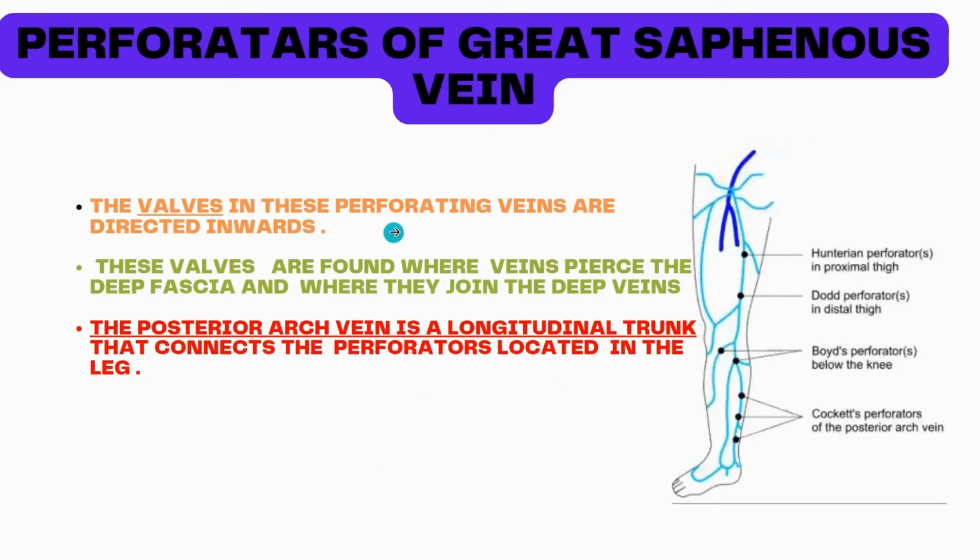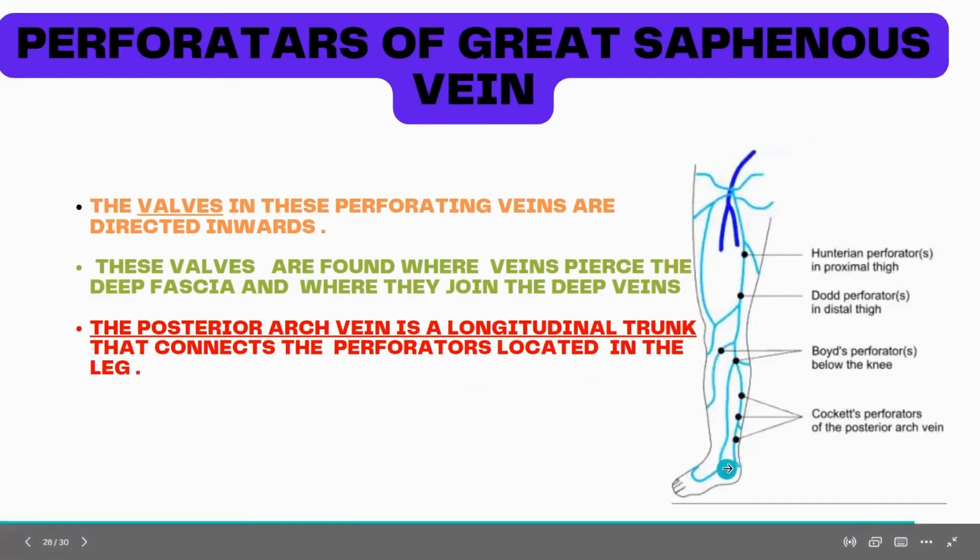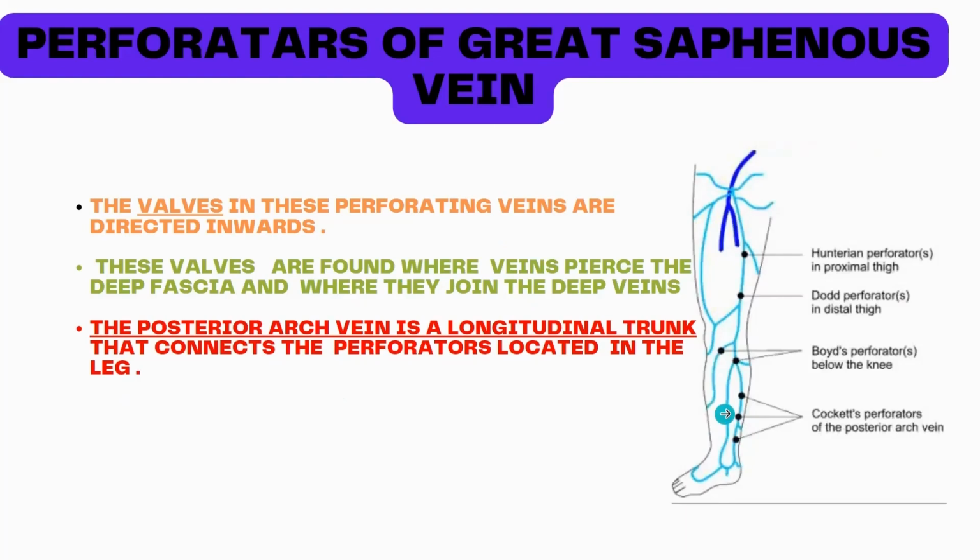The valves in these perforating veins are directed inward. The valves are found where these veins pierce the deep fascia and where they join the deep veins. So they have valves actually. What is the posterior arch vein? The posterior arch vein is a longitudinal trunk that connects the perforators located in the leg. So these perforators, one at the medial malleolus, one 10 centimeters above the medial malleolus, and one in the middle of the leg, are connected to each other by the posterior arch vein in the leg.